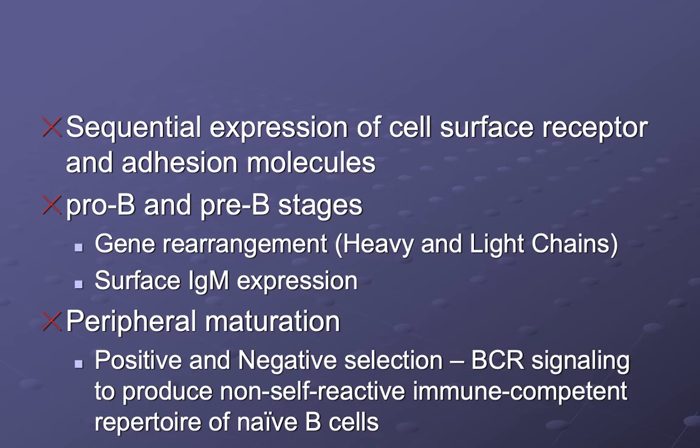Further developmental progression and maturation in the peripheral areas are limited by positive and negative selection, which is mediated by BCR signaling to produce yun nga, mga functional B cells, no? With BCRs that are non-self-reactive, those that we can consider as immature, naive B cells that are ready to mature once they encounter foreign pathogens or antigens.